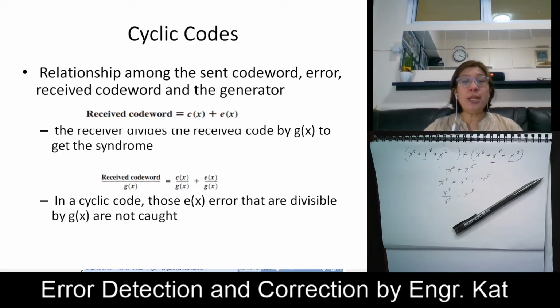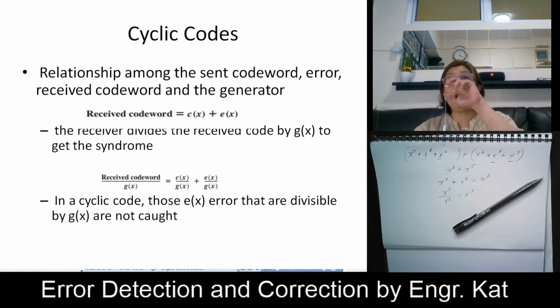Okay, so in our analysis, we want to find the criteria that must be imposed on a generator to detect the type of error we specially wanted to be detected. This shows the relationship among the sent code word, your error, the received code word, and the generator. The received code word is always C(X) plus E(X), where C is your code word and E(X) is your error. So the received code word is the sum of the sent code word and the error.